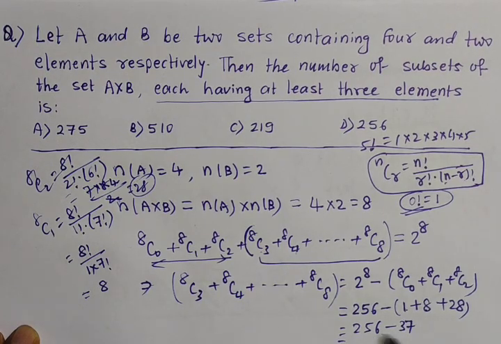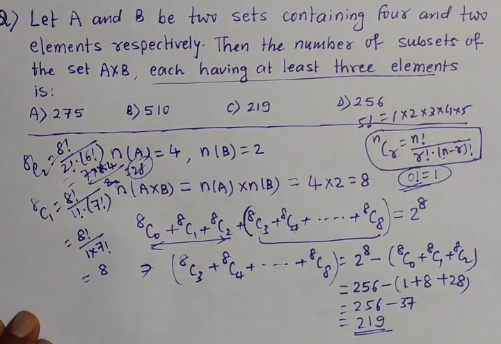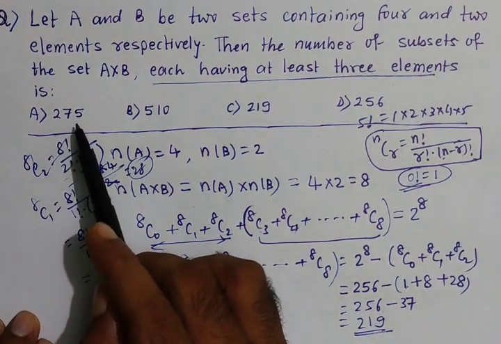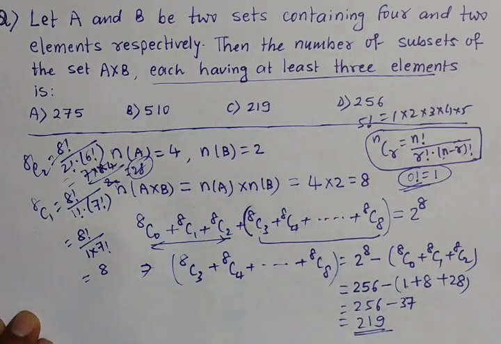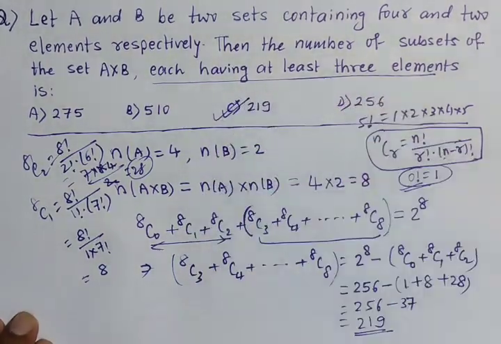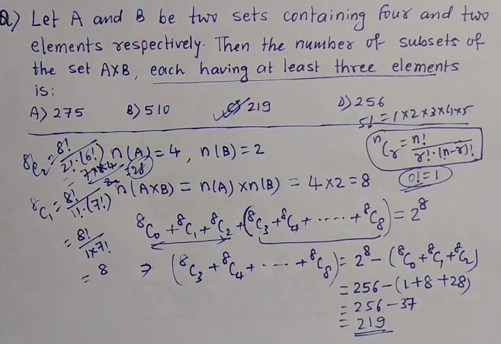And then we can simplify. This is 9, 1 and 2, so 219. If you check the choices: 275, 510, 219, 256. So choice C, 219, is your correct answer. Okay. Thank you.